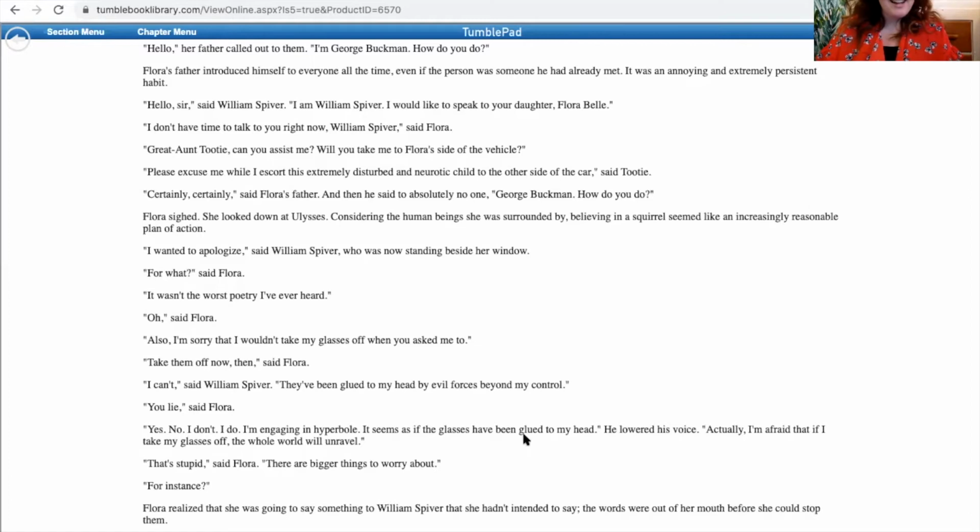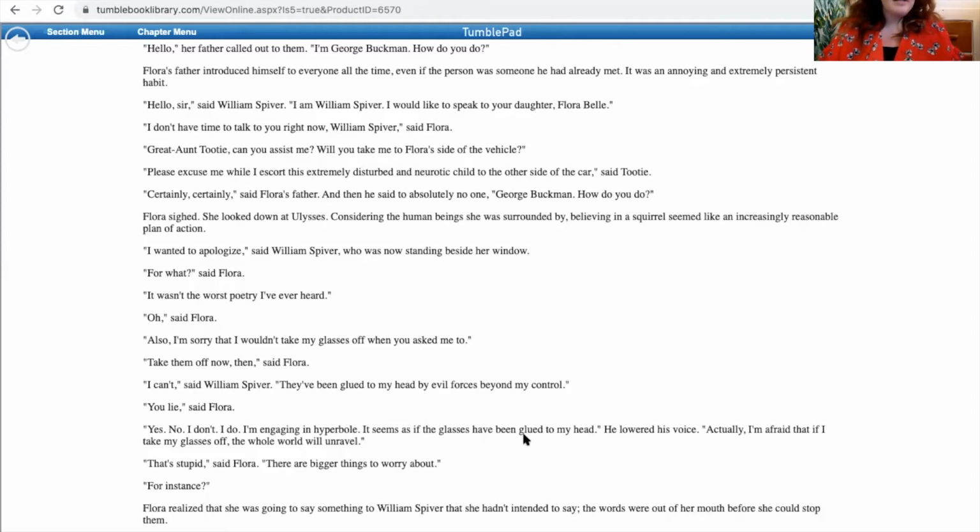Flora sighed. She looked down at Ulysses. Considering the human beings she was surrounded by, believing in a squirrel seemed like an increasingly reasonable plan of action. "I wanted to apologize," said William Spiver, who was now standing beside her window. "For what?" said Flora. "It wasn't the worst poetry I had ever heard." "Oh," said Flora. "Also, I'm sorry that I wouldn't take my glasses off when you asked me to."